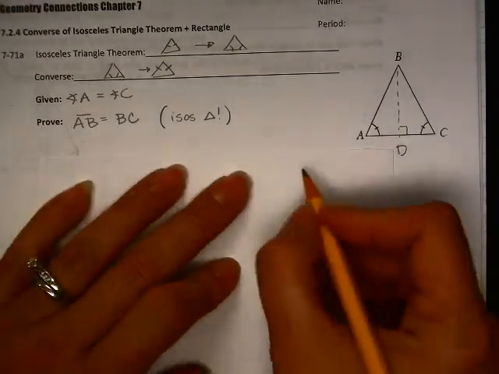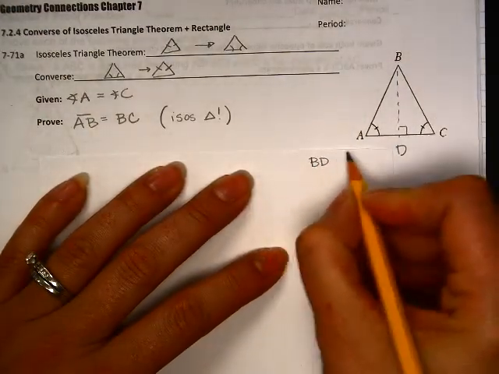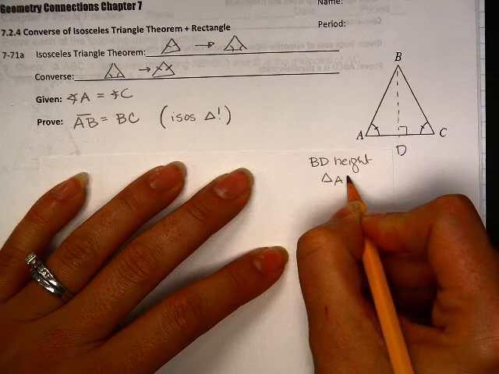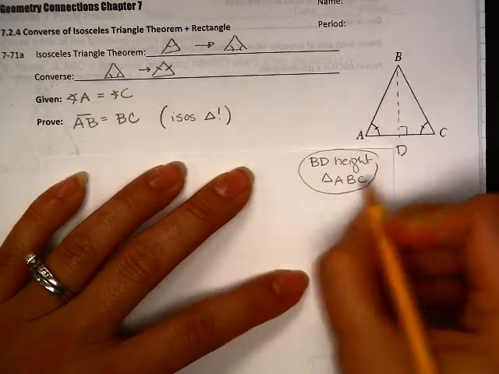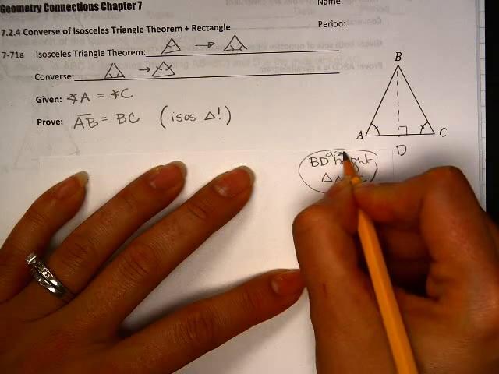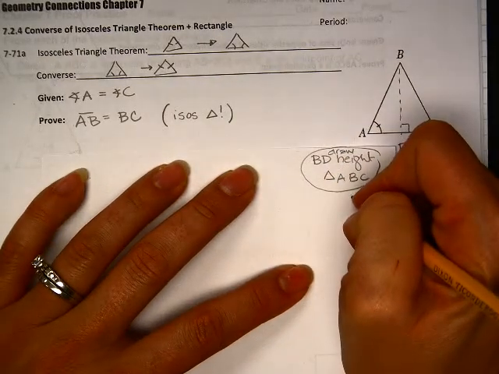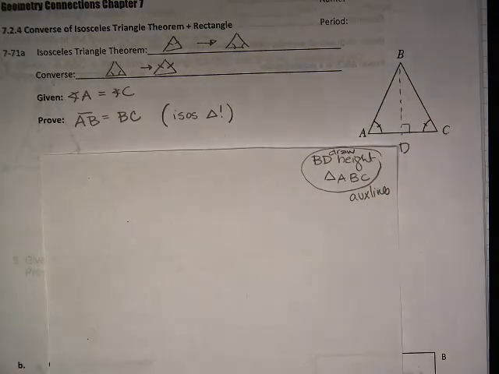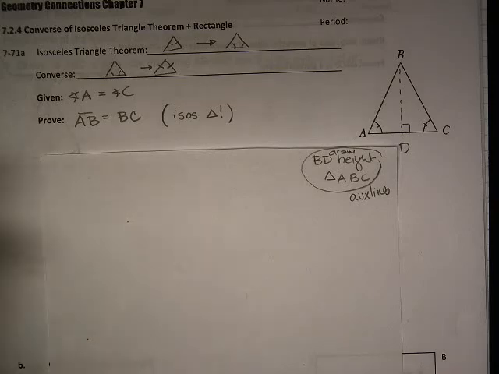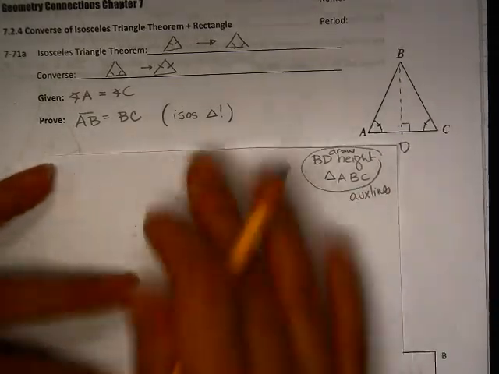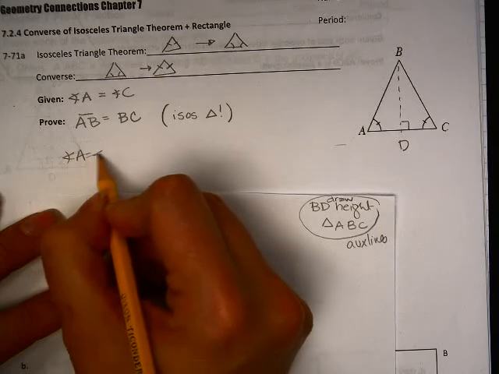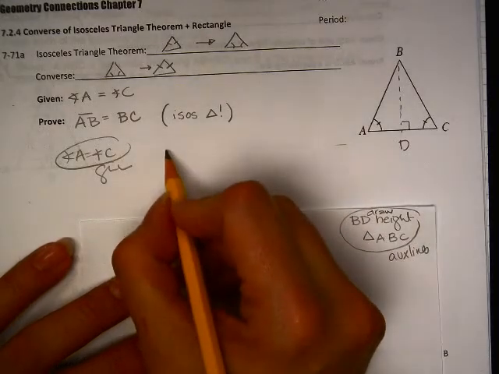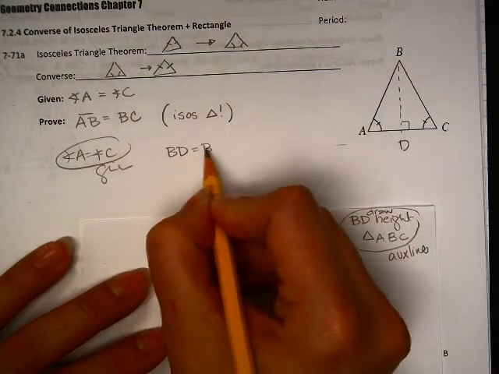So we're going to start with that BD is the height of triangle ABC. And we're drawing that, so we're saying we're drawing it. And we're going to say that that is auxiliary lines. So again, I have to be more specific. I can't just say draw BD because D didn't exist, so I didn't just connect 2 points. So that's what I have. Obviously, I have my given angle A is equal to angle C. And obviously, I'm going to have BD is equal to BD.